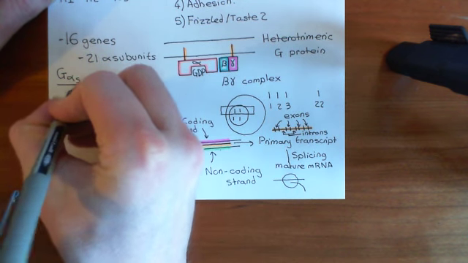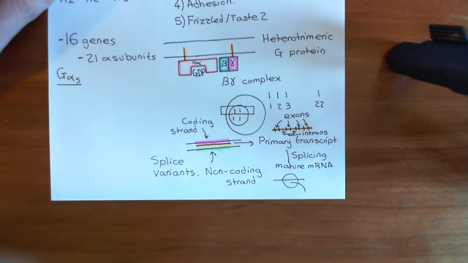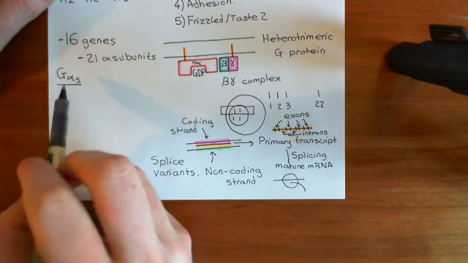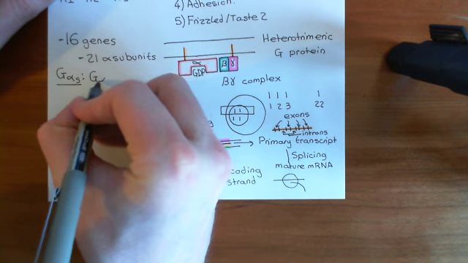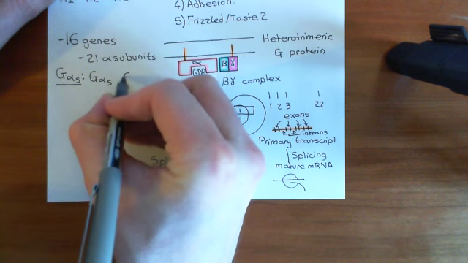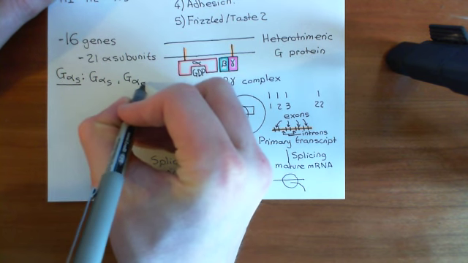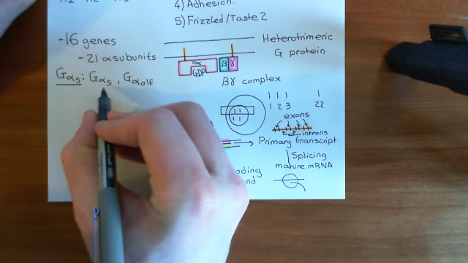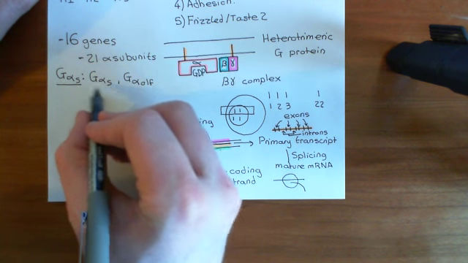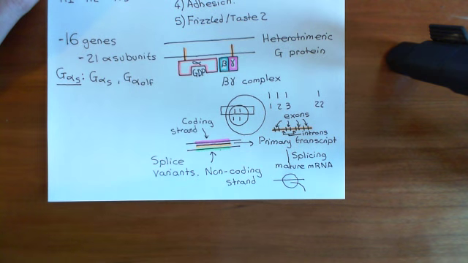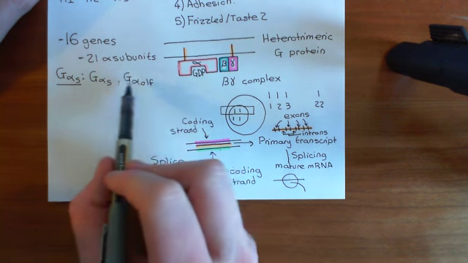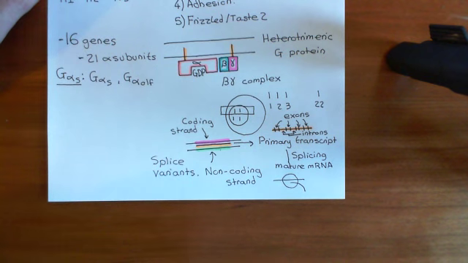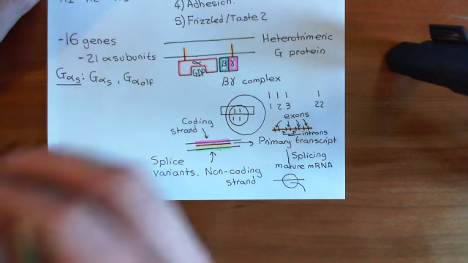So there are 4 families into which the 16 genes of the alpha subunits are classified. Okay, so there's the G alpha S family, which contains 2 genes: the G alpha S gene and also the G alpha OLF gene. Now the G alpha S gene has quite a few splice variants, so it gives rise to more than one protein in the end. G alpha OLF doesn't have multiple splice variants, at least not that we know of.